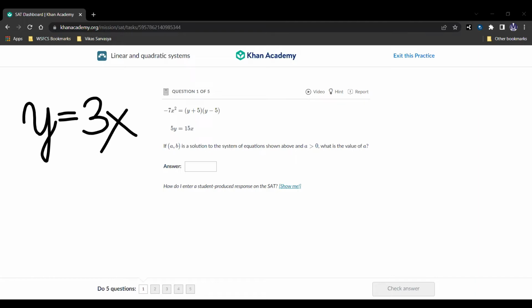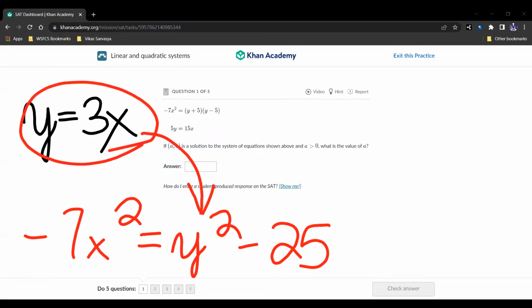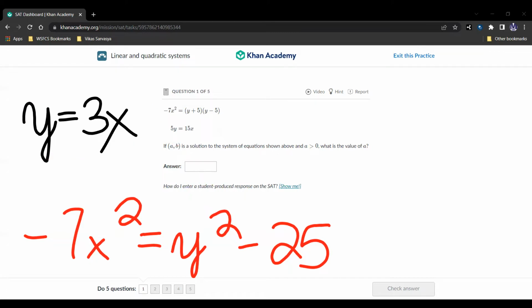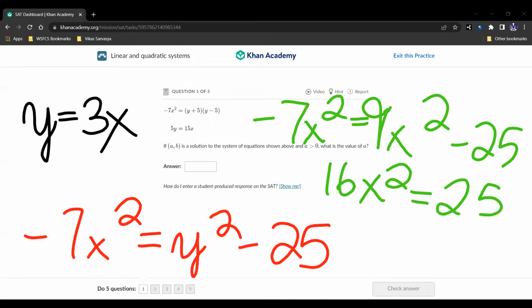All right, now what are we going to do? Let's take this equation and expand it out to get negative 7x squared equals y squared minus 25. Right, y squared minus 25. And now we have that y equals 3x, so we can substitute this in here, right? Now, we'll substitute that in, and we get that negative 7x squared equals 9x squared minus 25. So we combine like terms and get 16x squared equals 25, which means that x squared equals 25 over 16.